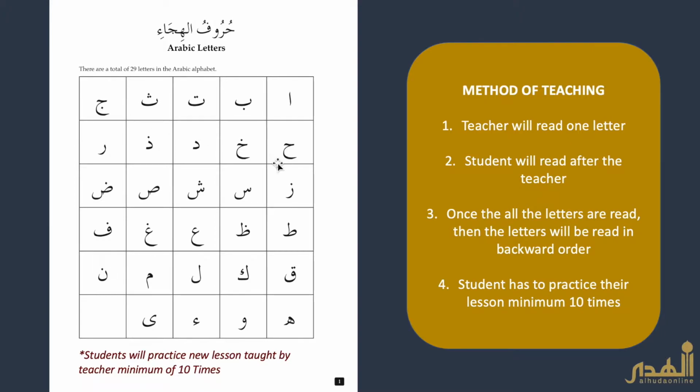Ha, students saying ha, kha, dal, dhal, ra, zai, or you can also say za. Both are acceptable. Sin, sheen, sad, or here you can even say sod, dad, ta, dha. And again, the student repeats after you.